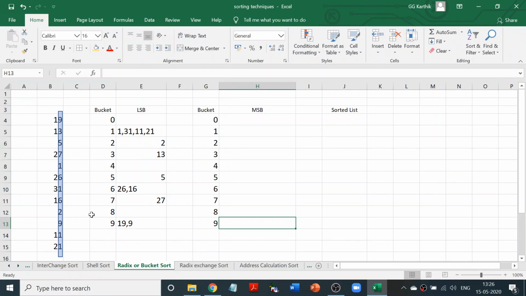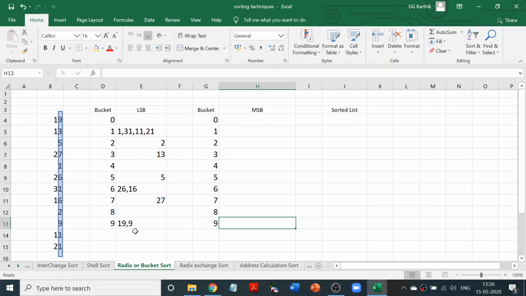Now we will leave this list. We will start from here. So our list is nothing but 1, 31, 11, 21, 2, 13, 5, 26, 16, 27, 19 and 9. This is our list. So we have to now sort it. Okay, now the next step is you have to go one digit from your left side. I'm sorry, from your right hand side, you have to go to your left hand side.